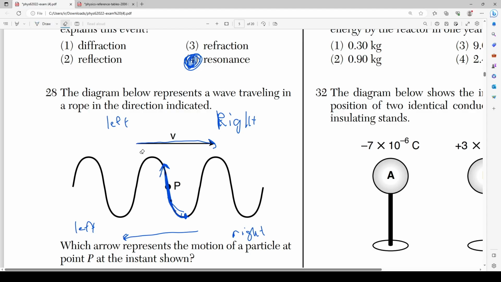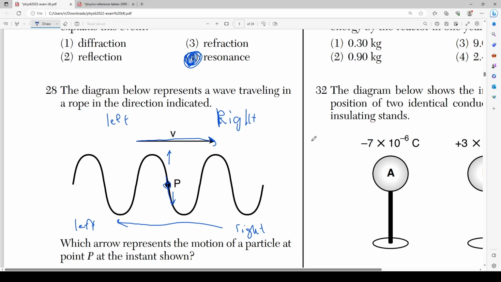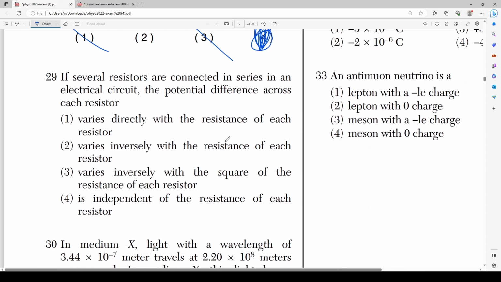So the trick here is to first note the direction, and then look at the wave opposite to the direction that it's coming at you, or opposite to the way that it's actually going. You look both before and after, and if the path is going up, then the particle is going to go up. If the path is going down, then the particle is going to have to go down. That's all.